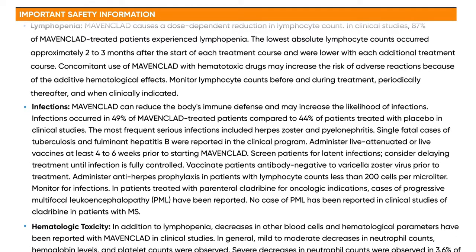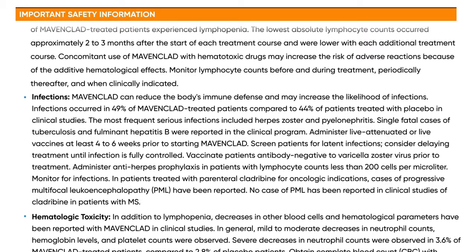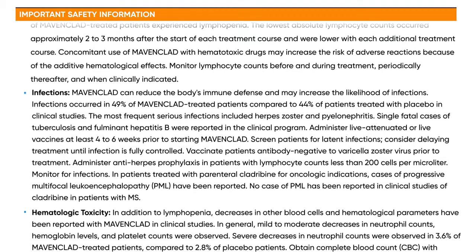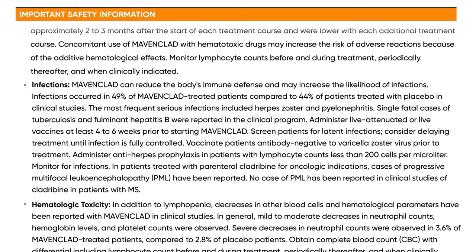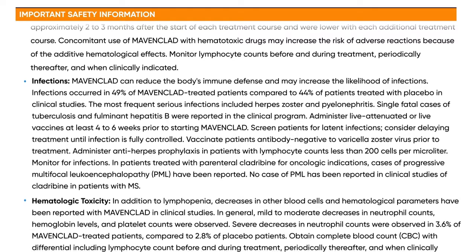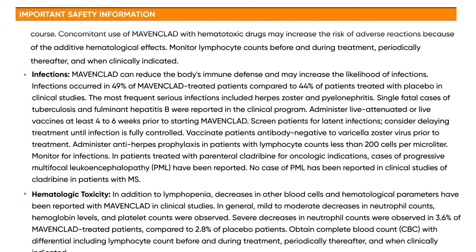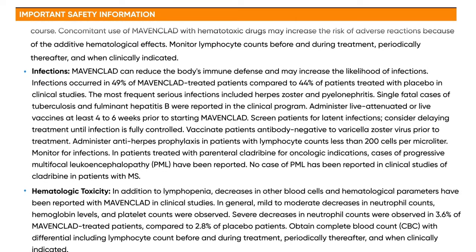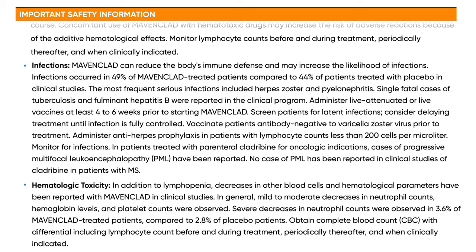Infections. MAVENCLAD can reduce the body's immune defense and may increase the likelihood of infections. Infections occur in 49% of MAVENCLAD-treated patients compared to 44% of patients treated with placebo in clinical studies. The most frequent serious infections included herpes zoster and pyelonephritis. Single fatal cases of tuberculosis and fulminant hepatitis B were reported in the clinical program.